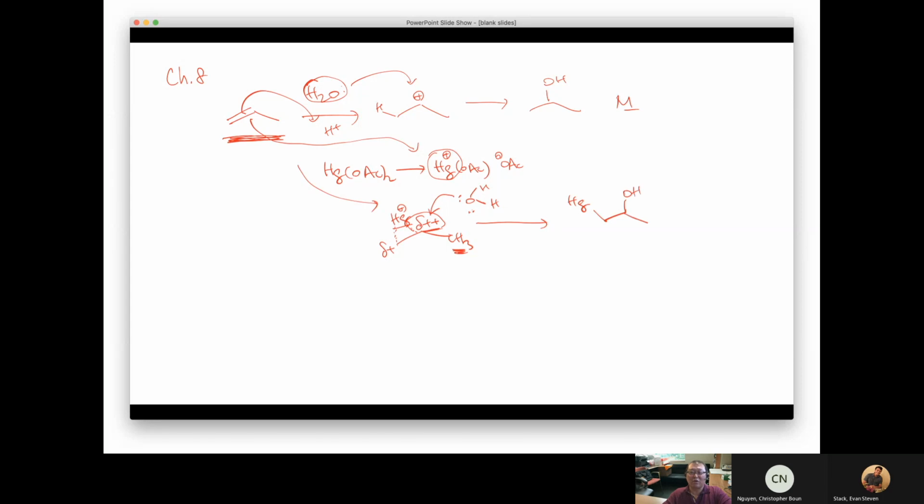Water is going to sit on the more substituted side. Eventually, this is the first step, right? This is the first reagent. The second reagent, sodium borohydride, comes in and replaces the mercury. Then you get hydroxy groups on the more substituted side, and hydrogen that came from the sodium borohydride sitting on the less substituted side, which is the same Markovnikov products.